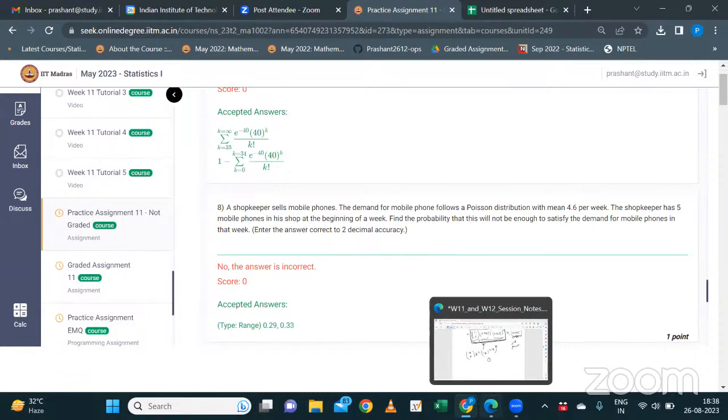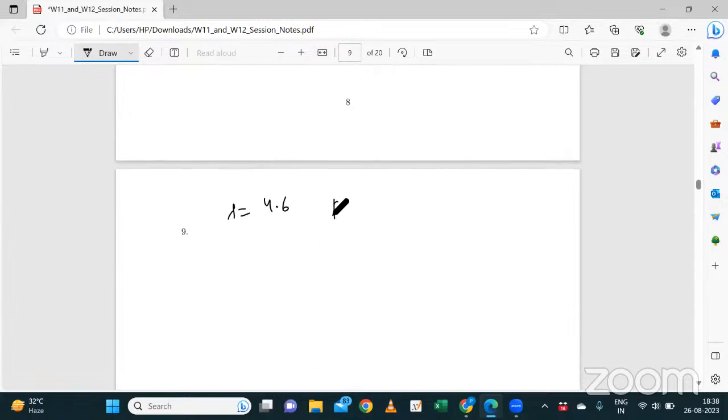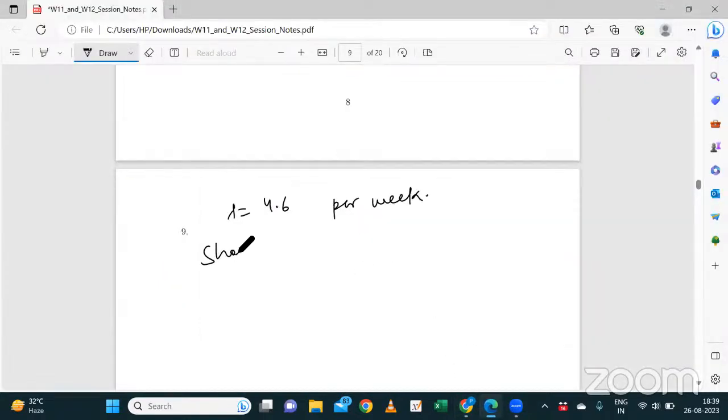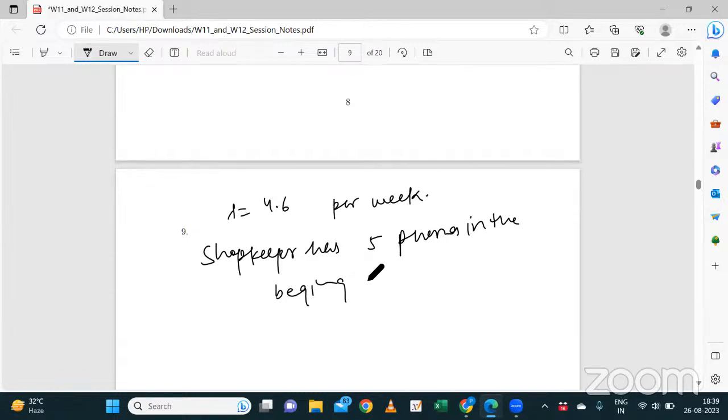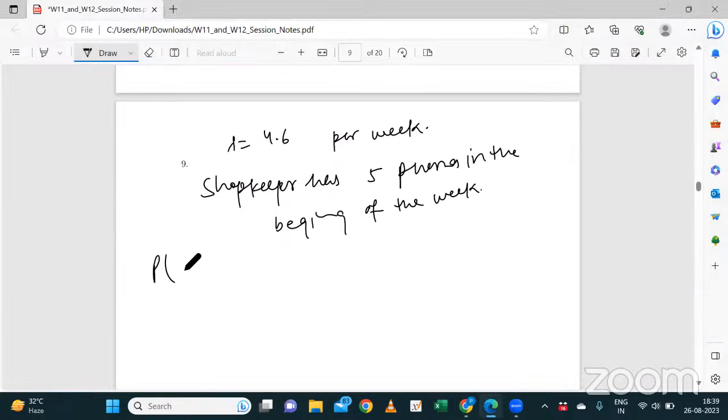So basically the question says that the demand for a mobile phone follows the Poisson distribution with mean 4.6 per week, right? So lambda is 4.6 per week. And it says the shopkeeper has 5 mobile phones in his shop at the beginning of a week. So we have to find the probability that these 5 mobile phones will not be enough to satisfy the demand. That means what? These 5 phones will not be enough.